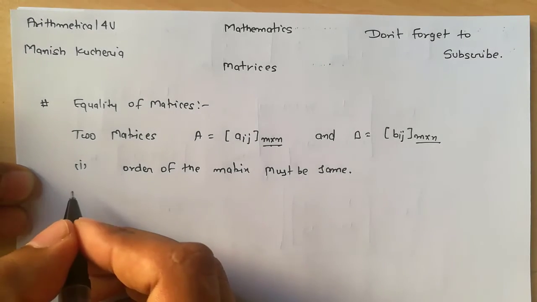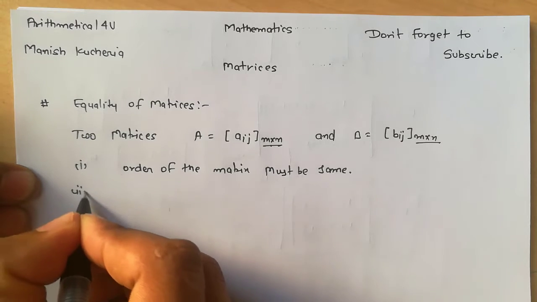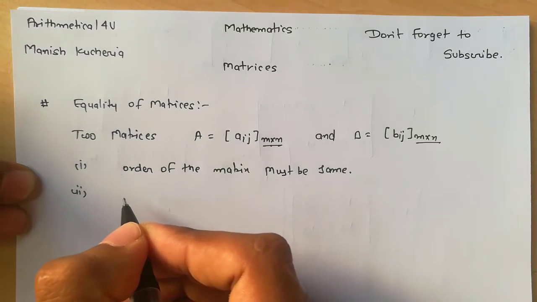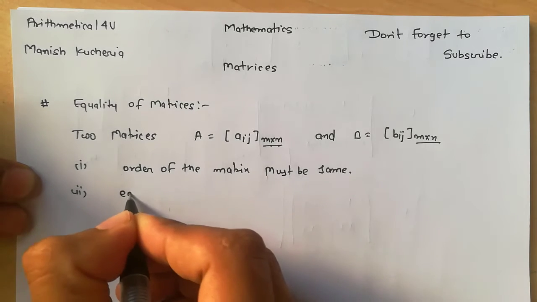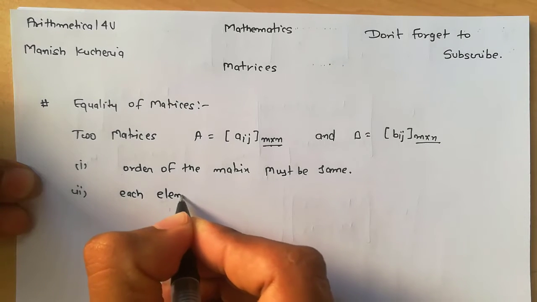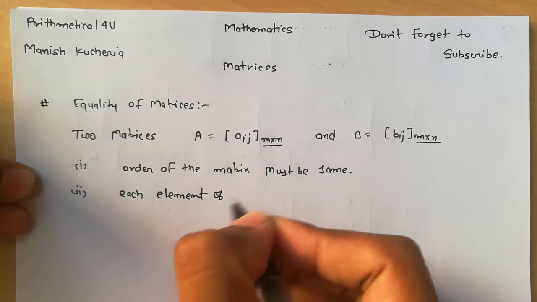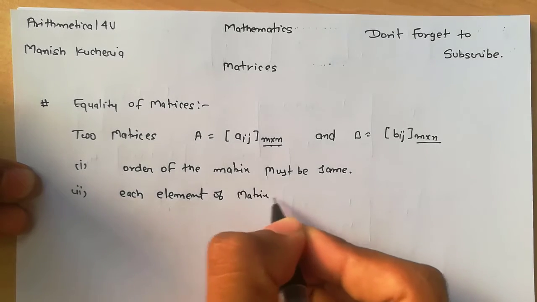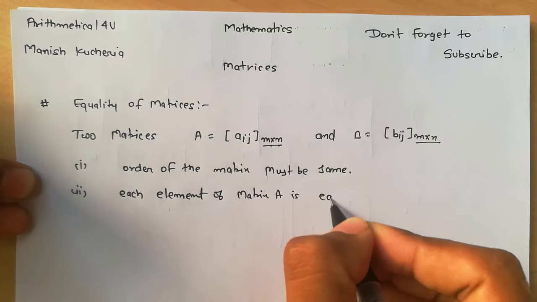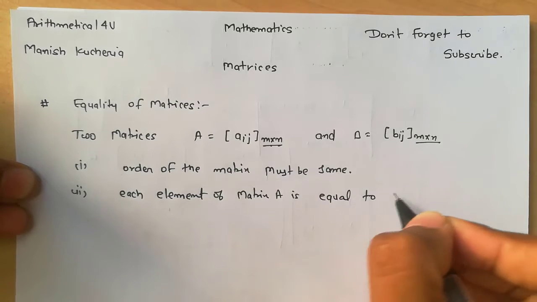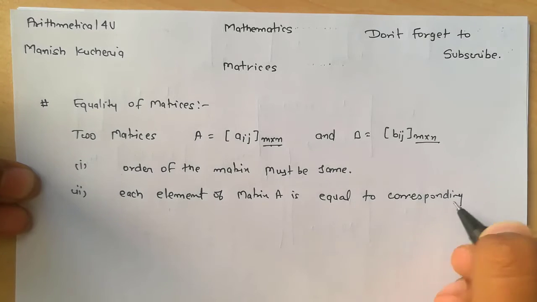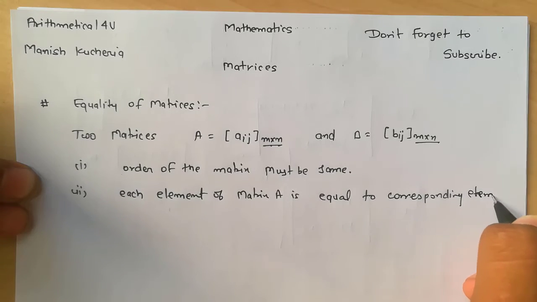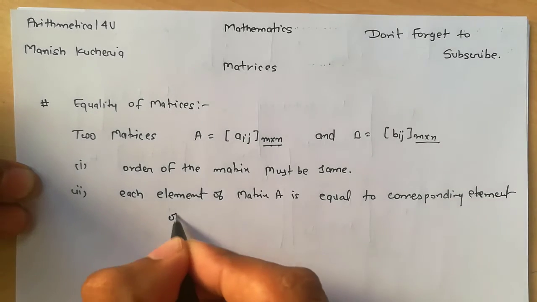And the next condition is that each element of matrix A is equal to the corresponding element of matrix B.